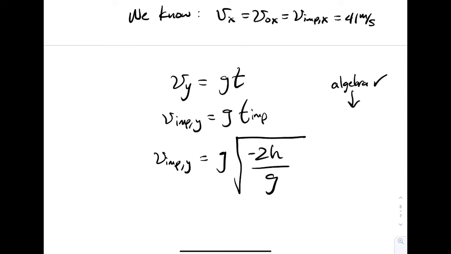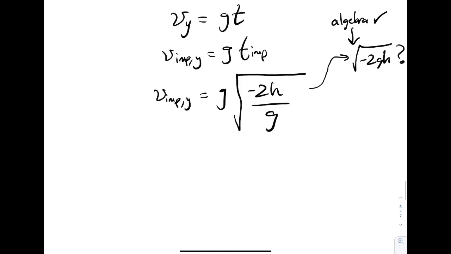Can you show that this is equal to root negative 2gh? That'd be worth a try to see how your algebra is doing. Or you could always just go ahead and put in the value we already solved for T impact. So I'm going to just do that because I don't mind if you do that. Most students like to do that.